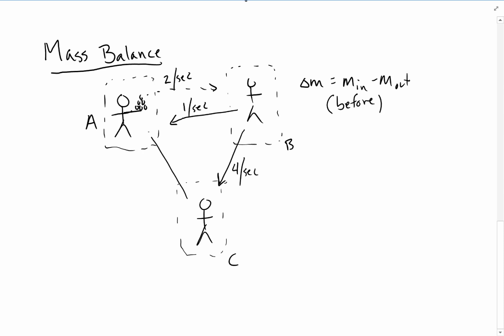And person C, maybe they're throwing 2 marbles per second at person A as well. So now we can do a mass balance on each of these individuals that looks at rates instead of quantities. So let's imagine that we focus on person B and we do a mass balance for person B. You should be able to tell pretty obviously that if 2 marbles per second are coming in and 1 marble per second is going out and another 4 marbles per second are going out, that means that 5 marbles per second are going out. So 2 per second coming in, 5 per second going out means that every second person B is going to lose 3 marbles.